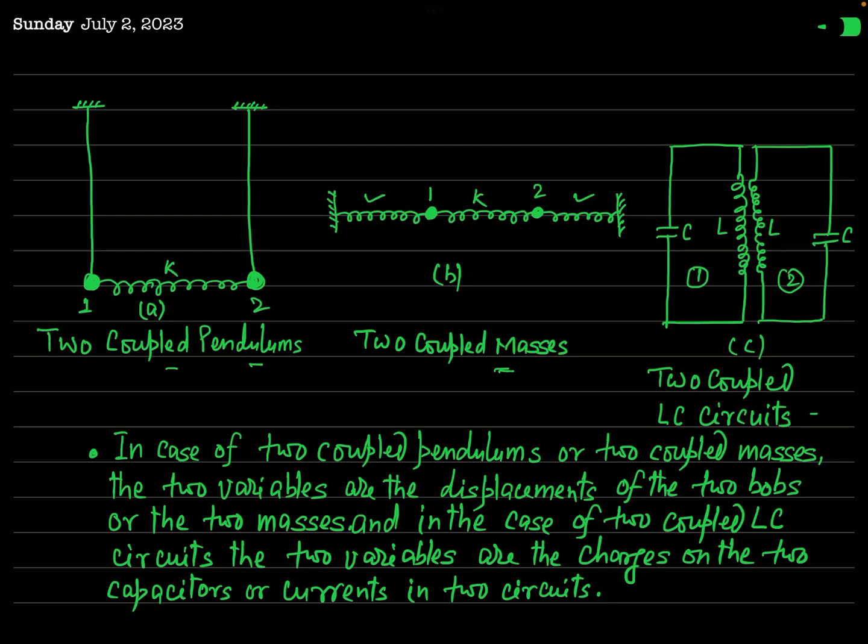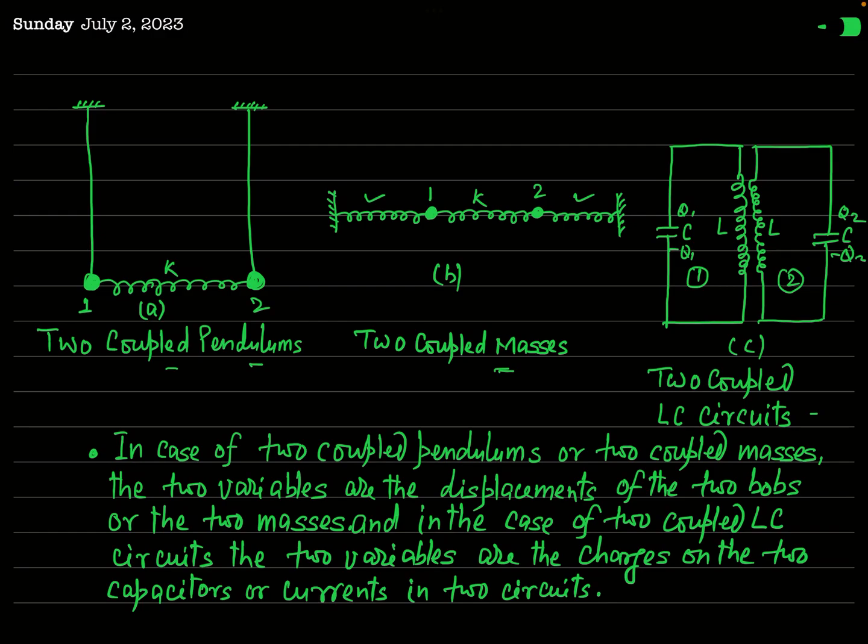Similarly, in case of these 2 coupled LC circuits, the 2 variables are the charges on the capacitors. You can take the charge on this capacitor or charge on this capacitor, let us say Q1 and Q2. You can take the charges on 2 capacitors as variables for dealing with this oscillation.